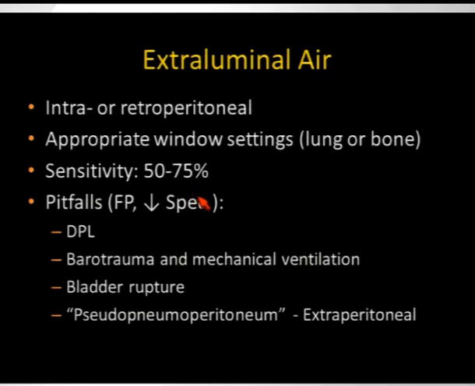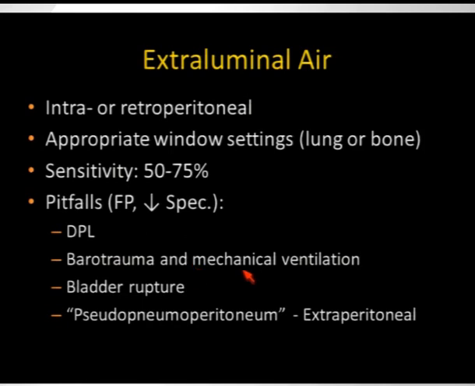Equally important is the fact that up to 1/2 of patients with proven bowel injury do not have extraluminal gas on their CT examinations. And we also know that the presence of extraluminal gas is not absolutely diagnostic of a hollow viscus injury because there are some sources of false positive results, such as performing a peritoneal lavage, which we no longer do at most institutions.